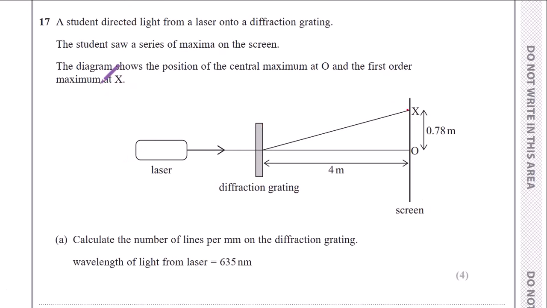Question 17 says, a student directed light from a laser onto a diffraction grating. The student saw a series of maxima on the screen. The diagram shows the position of the central maximum at O and the first order maximum at X. From this question, this is what you have to focus on. Since you are measuring the distance up to the first order maximum, in the equation of diffraction grating, the value of n should be 1. Calculate the number of lines per millimeter on the diffraction grating.